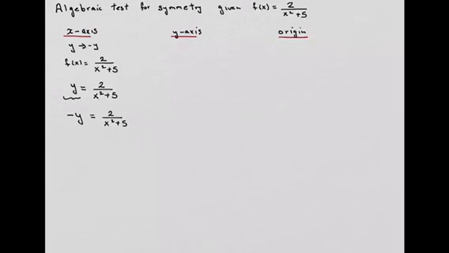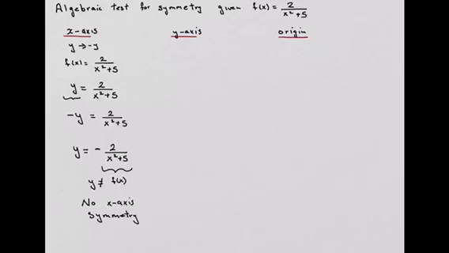And what we try to do now is isolate the y so we could have it in the original form. So y is equal to minus 2 over x squared plus 5. And notice that this portion here is not the same as f of x. It is not. So y does not equal f of x. So we have no x-axis symmetry.